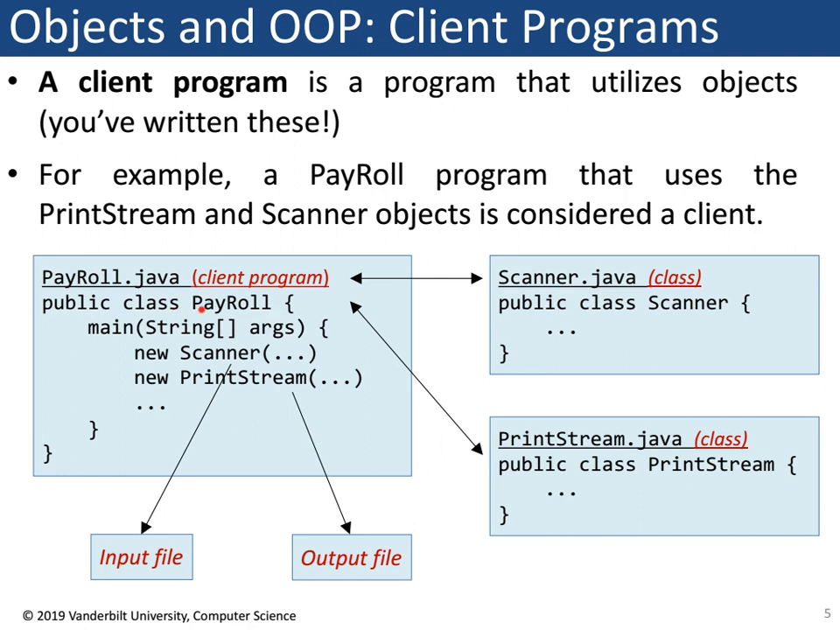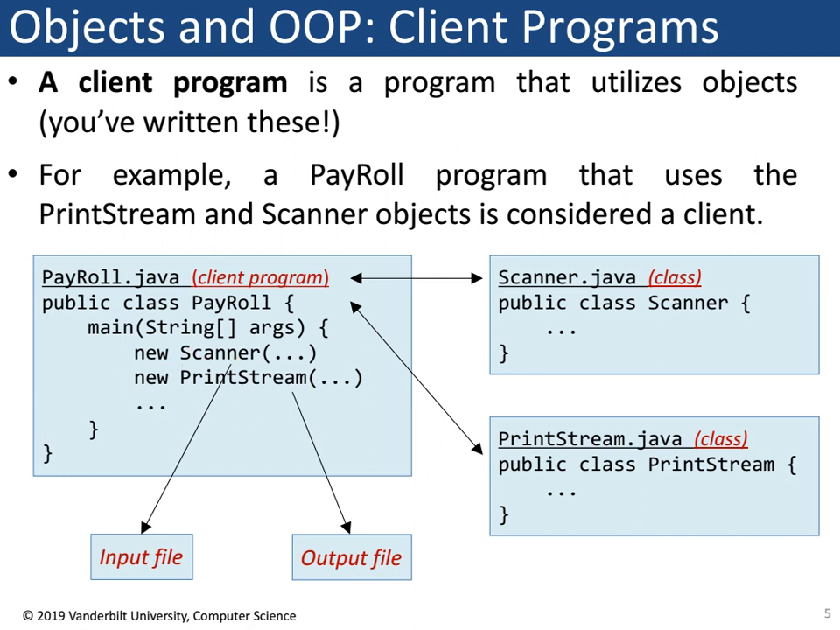We'll have some class maybe called payroll, where we're going to calculate how much each person should be paid based on how many hours they've worked. And to do this, we need to be able to read from an input file and write to some output file. So we're going to need to make use of the scanner class. So we're going to have scanner objects in our program.